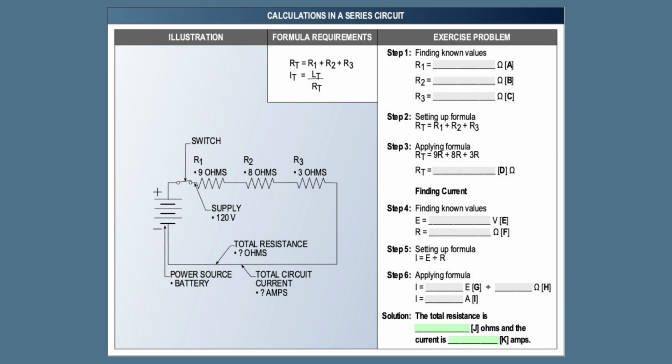In step 4, finding known values for current, E, which is the voltage, equals 120 volts, and R, which is the resistance, equals 20 ohms. In step 5, setting up formula, I, which is the amperage, equals E divided by R. In step 6, applying the formula, I equals 120 volts, divided by 20 ohms, which equals 6 amps. Therefore, the total resistance is 20 ohms, and the current is 6 amps.